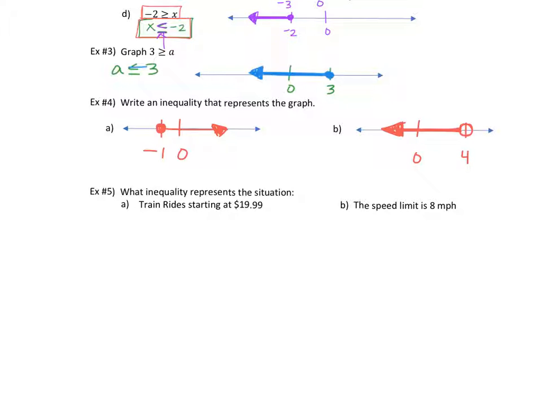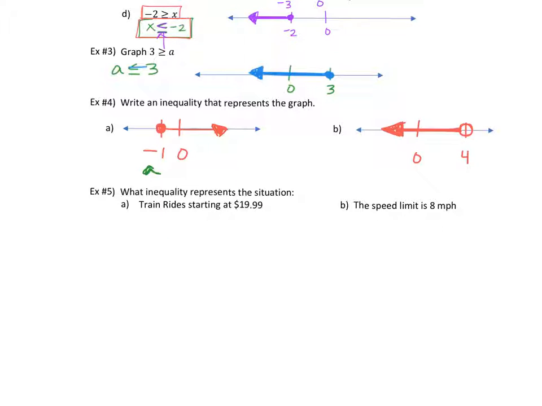Okay, so your job is to figure out if you can write an inequality. So we're just reversing what we did in example 3. I gave you the inequality in example 3, and you had to graph it. Now I'm giving you the graph, and you've got to see if you can come up with the inequality. What would that first one say? A is less than or equal to -1.